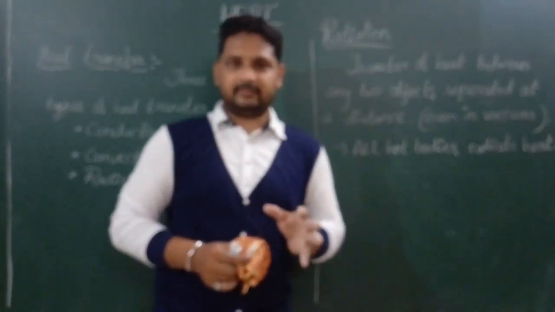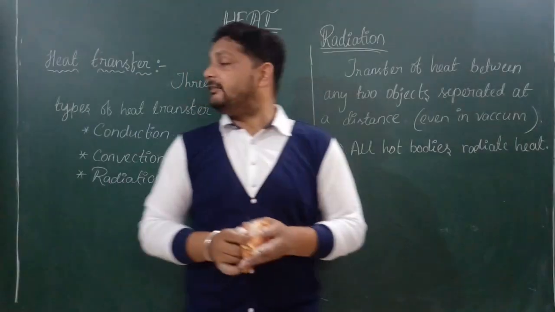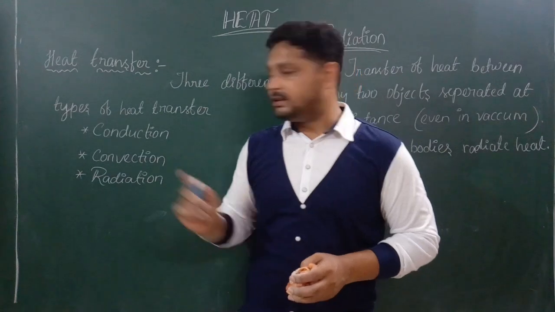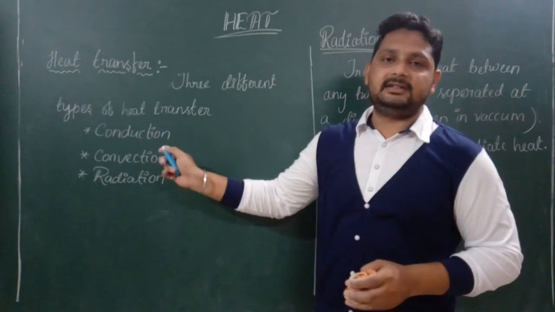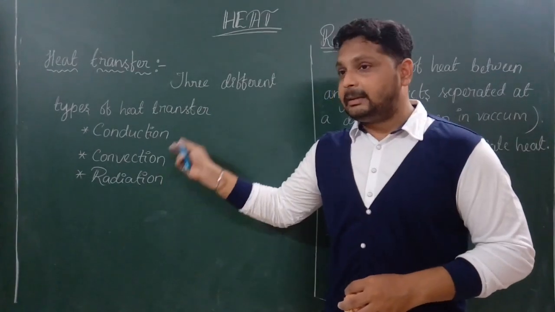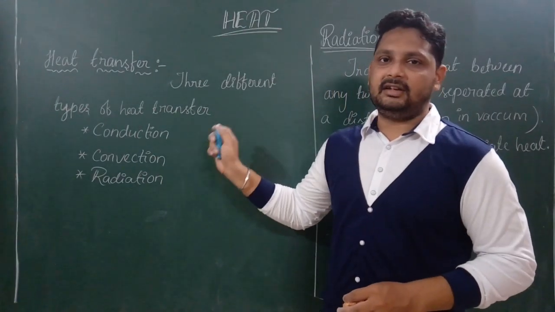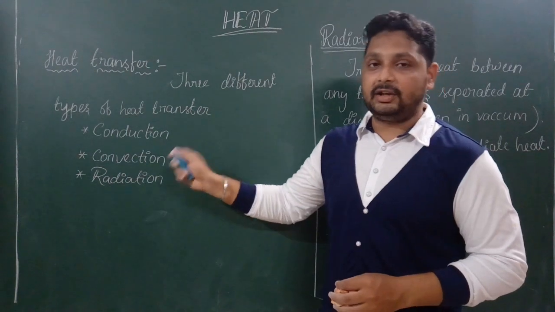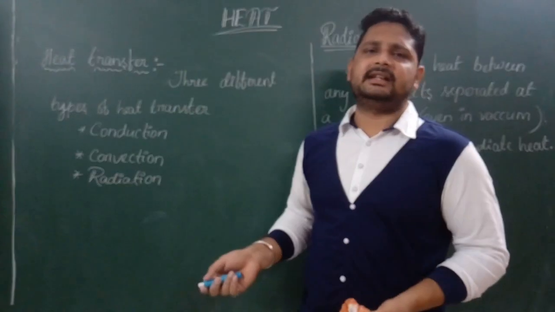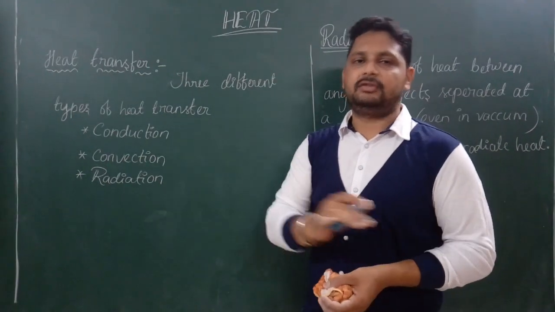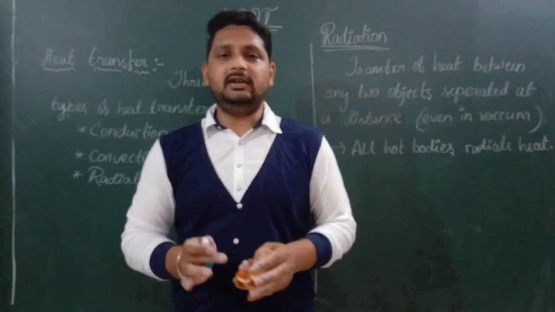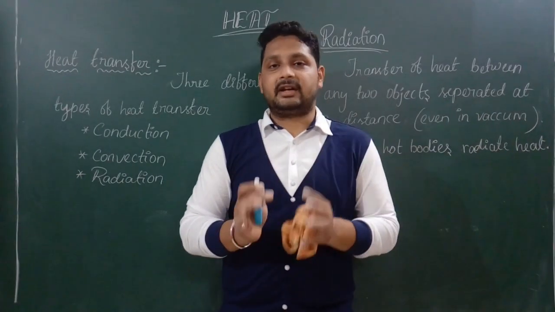You understood? So there are three different forms of transfer of heat: conduction, convection, radiation. In conduction, heat travels from one part of an object to another part. In convection, the particles travel; not only heat, the molecules themselves move from one part to another. In radiation, it does not need any medium. Heat can transfer directly from one part to another, even when they are at a distance. So these are the three different types of transfer of heat.